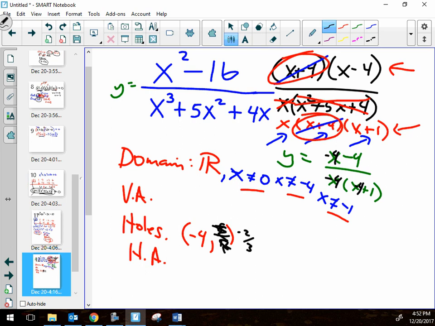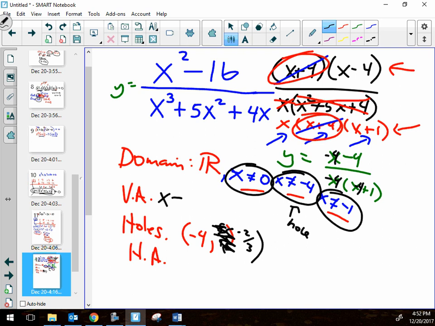There we go. Okay, so there's my hole at negative 4 comma negative 2/3. How about the asymptotes? So there's verticals and there's horizontals. Remember, these are either asymptotes or they're holes. And we just figured out that one was a hole, which means the other two things that crash the function, x cannot equal 0. So x equals 0 is an asymptote line. And same with x equals negative 1 is an asymptote line.